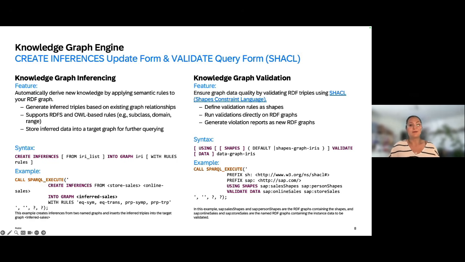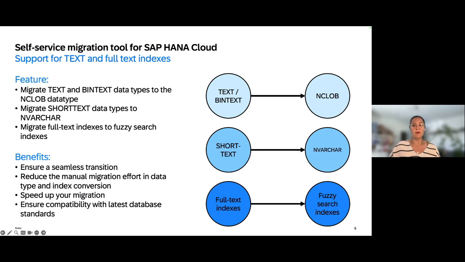But I will move on to the knowledge graph validation. This feature allows you to ensure data quality by validating RDF triples using the Shapes Constraint Language. This way you can define validation rules as shapes, run validations directly on the RDF graphs, and also generate violation reports as new RDF graphs.